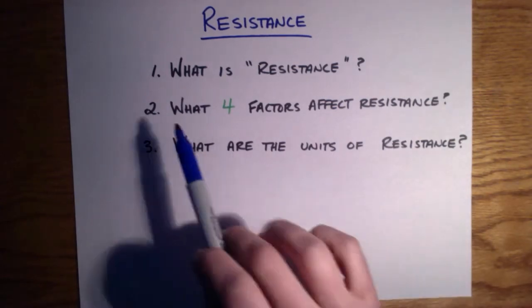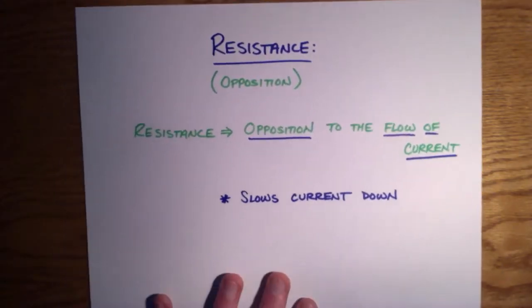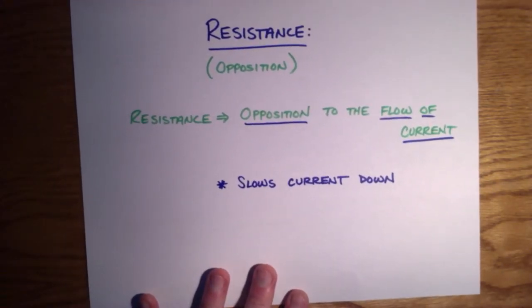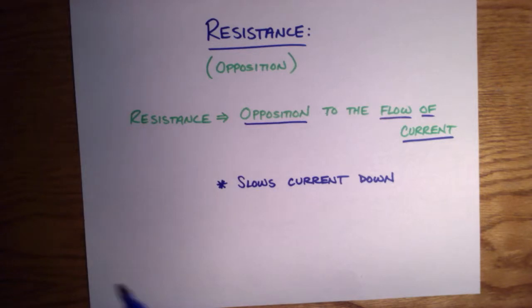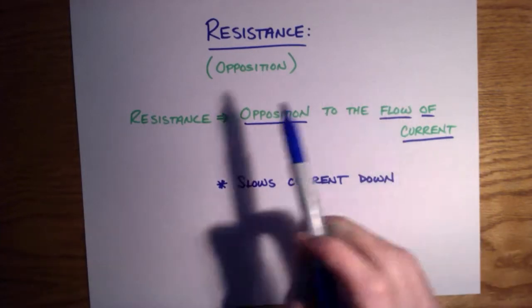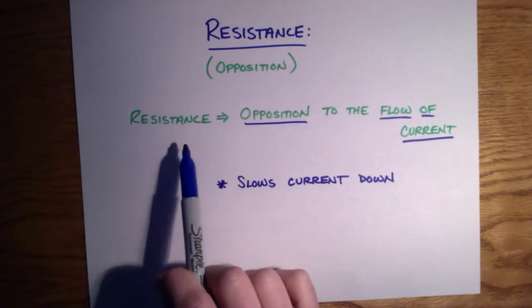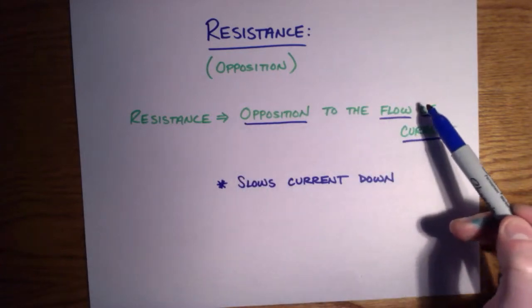So to start with the very first one, what exactly is resistance? Well, if you just think about it as the term that it is, most of you can probably figure out that resistance essentially just means opposition. It's the opposition to something. The way we're going to deal with it within circuits and electricity is we're going to define resistance as the opposition to the flow of current.